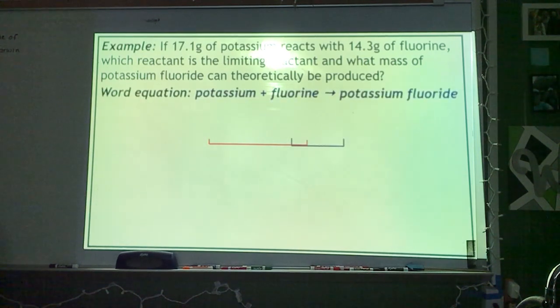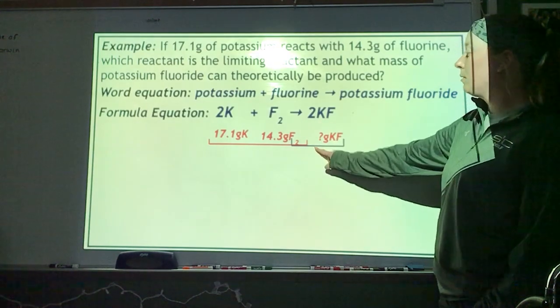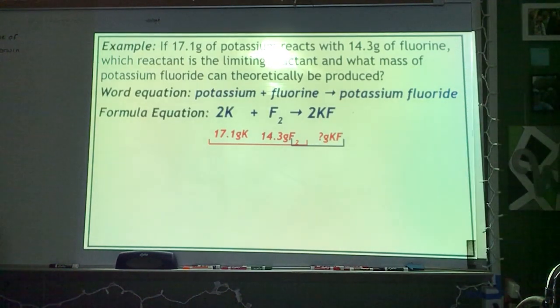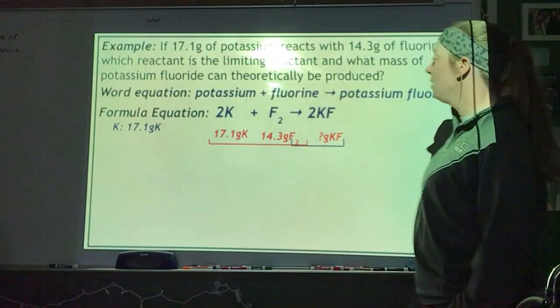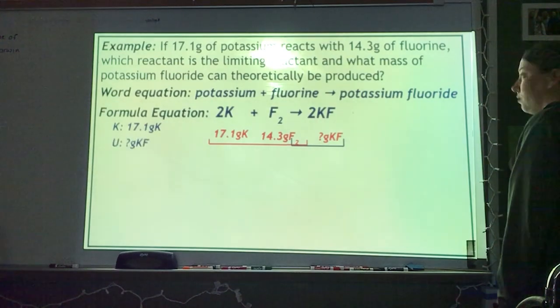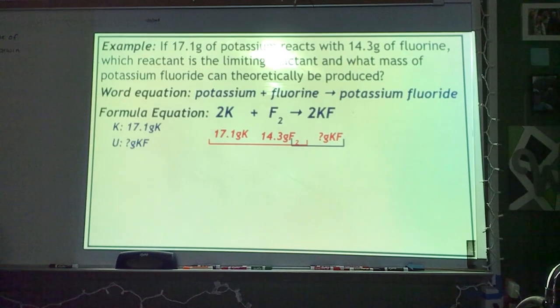So we have our word equation and our formula equation, and it's balanced. So we need to figure out how much we can make. So we start with our first known. Our first known is the first one we run into in the problem, so 17.1 grams of potassium. Our unknown is what the question is asking for, what mass of potassium fluoride. So it's going to be our U. So we always start with what we know, our 17.1 grams.